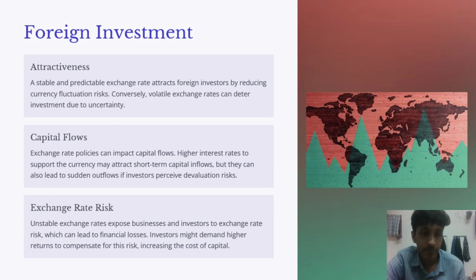Exchange rate risk. Unstable exchange rates expose businesses and investors to exchange rate risk, which may lead to financial losses. Investors might demand higher returns to compensate for this loss, increasing the cost of capital. Exchange rate risk is a risk that the value of the currency will change. So this affects the businesses that deal with other currencies. If the currency gets weaker, businesses might lose their money.